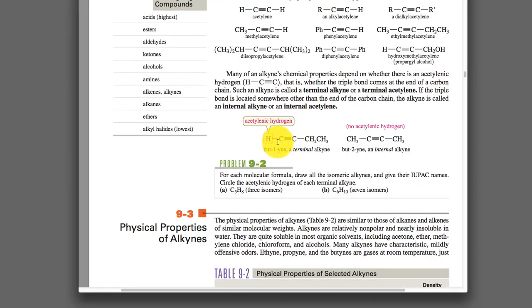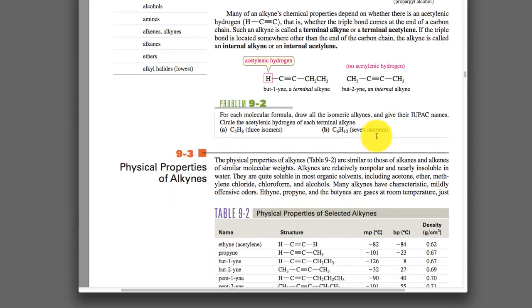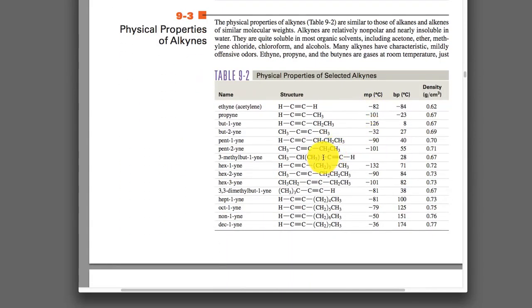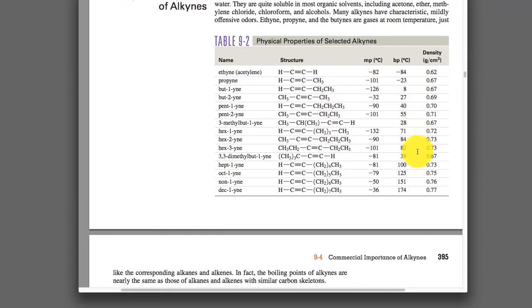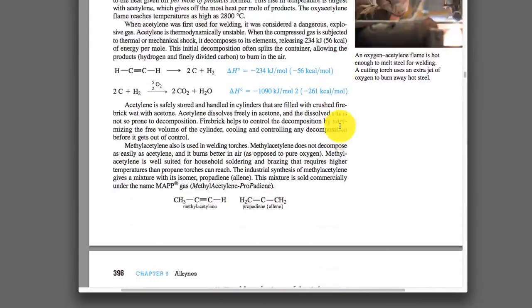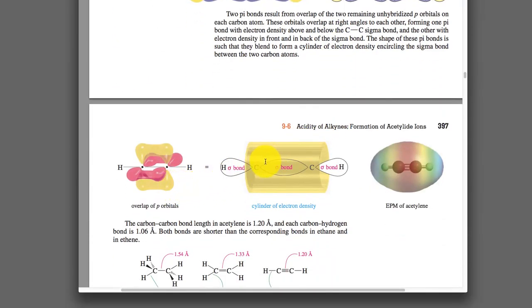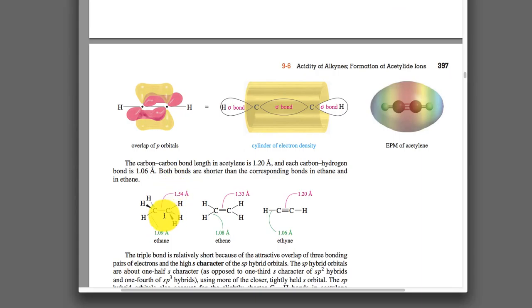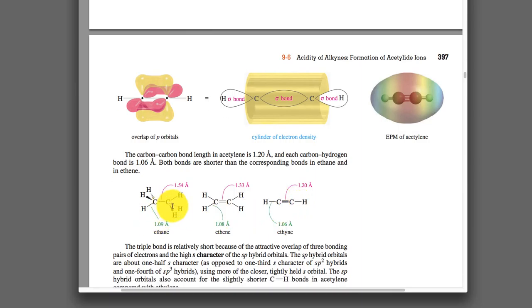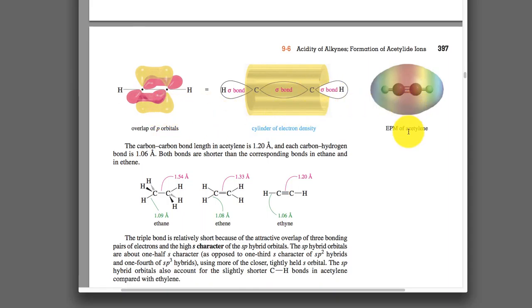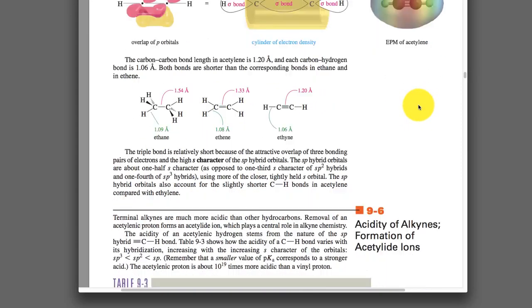Again, this is the acetylenic hydrogen. That's the important thing there. Internal alkynes aren't as reactive. We're looking at selected alkynes and their melting points and boiling points. You can go through all that on your own. So here is electron density, and you can see as we increase in the number of bonds, the bond distance gets shorter, making this a very compact bond relative to an alkane. And here are your different views of the terminal alkyne.